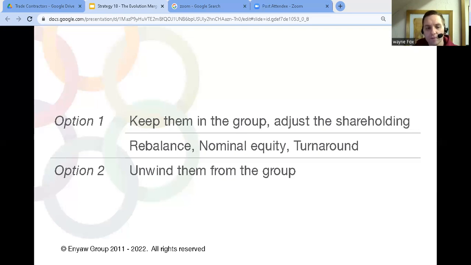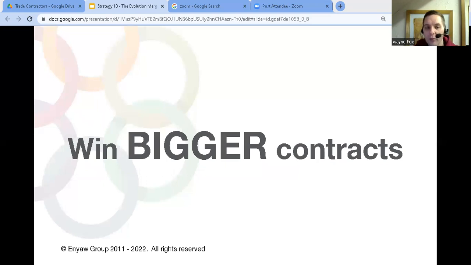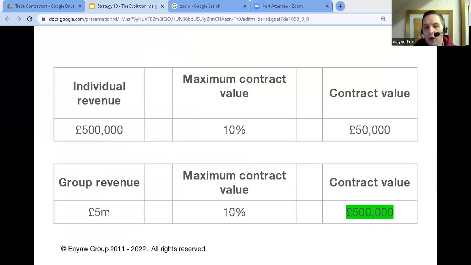The other benefit of using this strategy is the larger the combined group is, the larger the contracts you can take on. Normally, when you tender a contract, they'll only award you a contract that's worth, say, 10% of your total revenue. Now, if you've got $500,000 revenue, the maximum contract you'll get is, say, 50,000. But if you're part of a group doing a combined 5 million in revenue, then suddenly you can access contracts up to 500,000 instead.